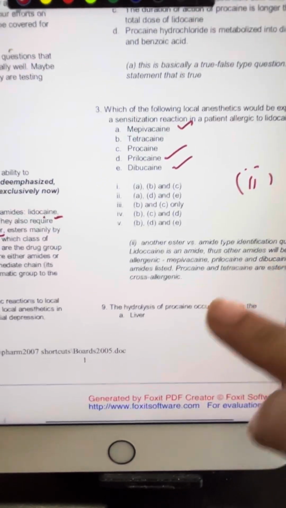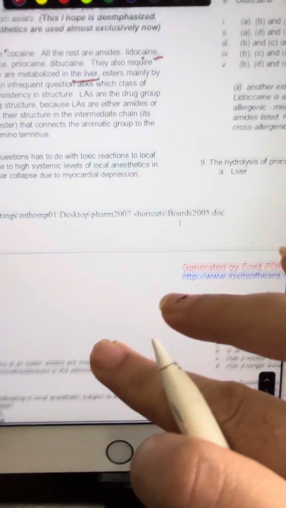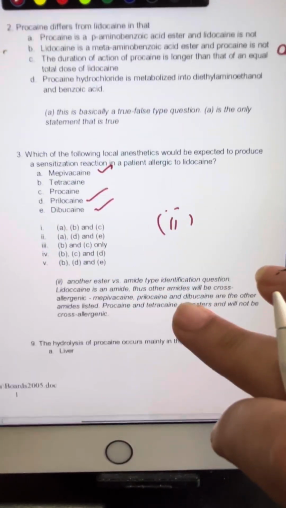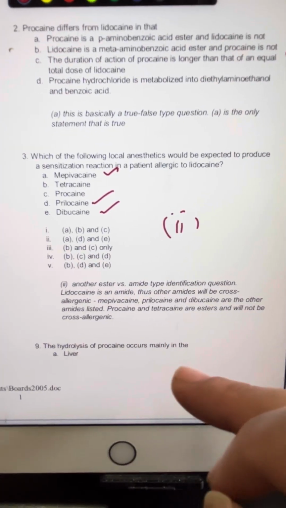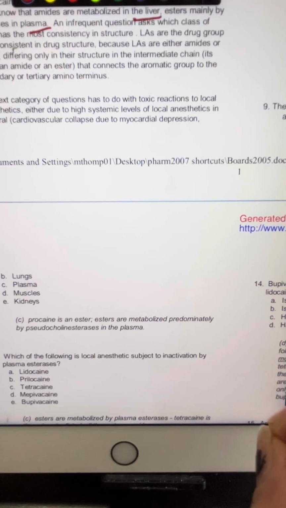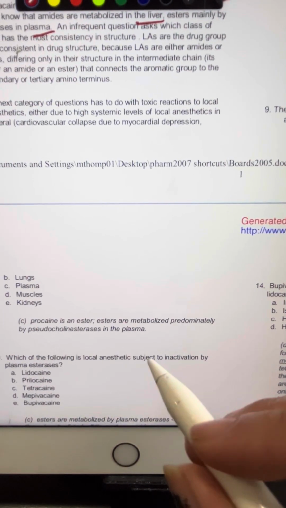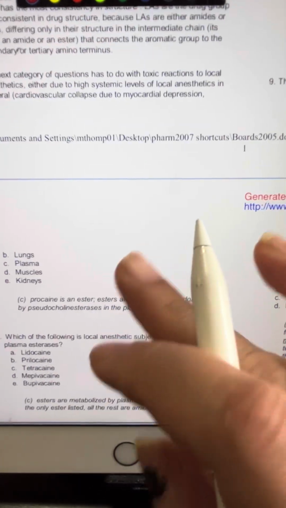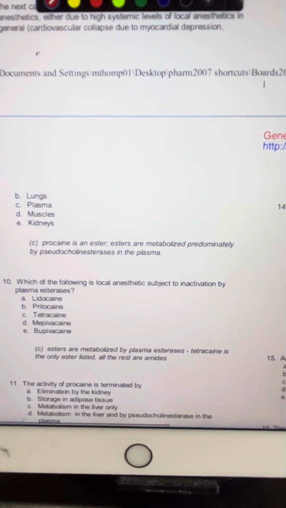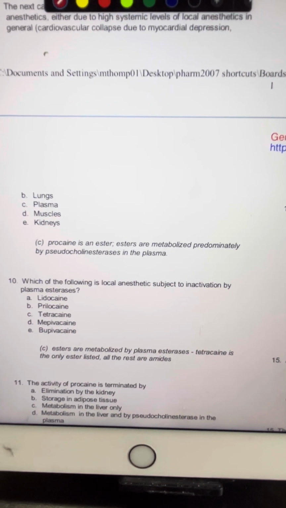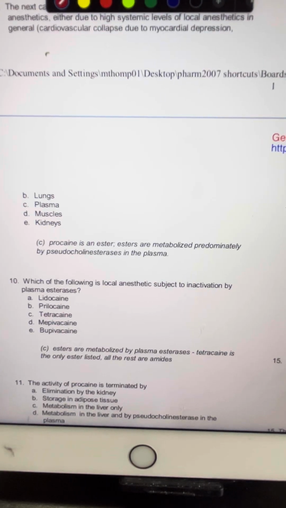And then we have another one. The hydrolysis of procaine occurs in liver, lungs, plasma, muscles or kidneys. So the answer is, procaine is the ester, so it will be in the plasma. Then we have which of the following local anesthetics is subjected to inactivation by plasma esterase. Again, in other words, esters are metabolized by plasma esterase.